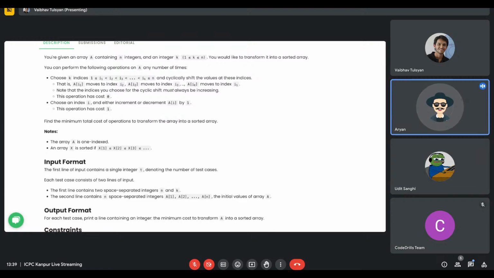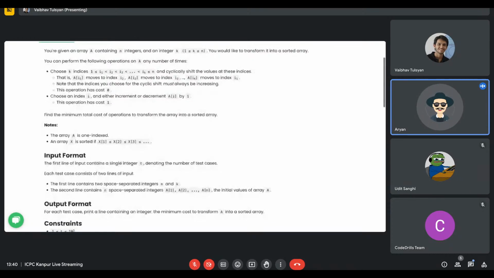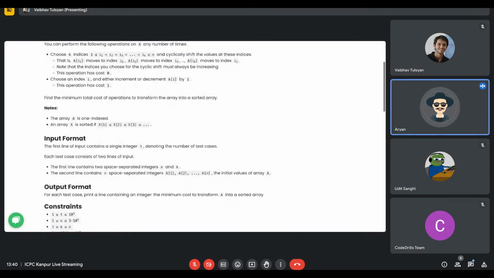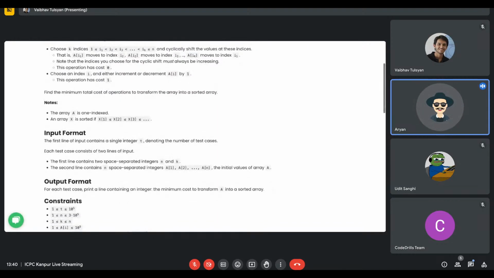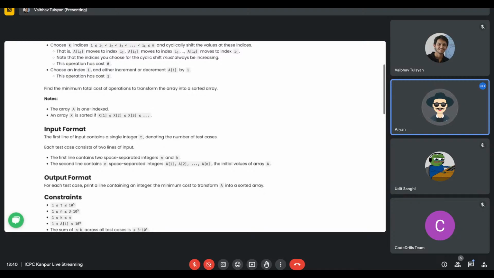There is no story, nothing more to the statement. You are given an array A containing integers and an integer k. You would like to transform it into a sorted array. You can perform the following operations any number of times. Choose k indexes and cyclically shift the values at these indexes. That is, A_i1 moves to i2, A_i2 moves to i3, and A_ik moves to i1. Note that the indexes you choose for the cyclic shift must always be increasing. The cost of this operation is 0. Or choose an index i and either increment or decrement A_i by 1. This operation has cost 1.